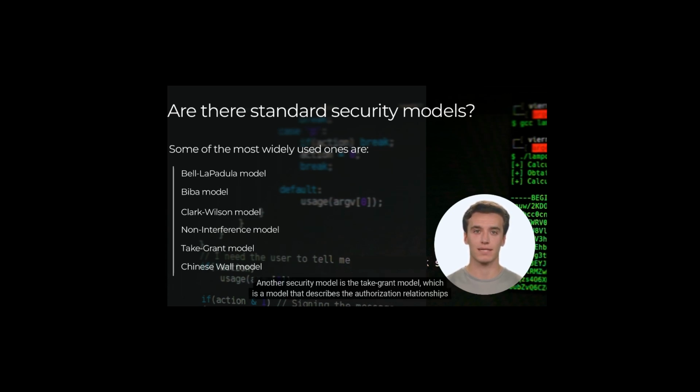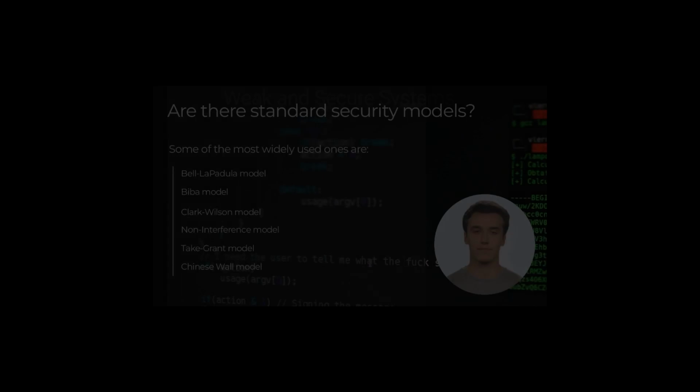Another security model is the take-grant model, which is a model that describes the authorization relationships between subjects and objects in a system. The last model is the Chinese wall model. This model is used to control conflicts of interest in systems that contain sensitive information.